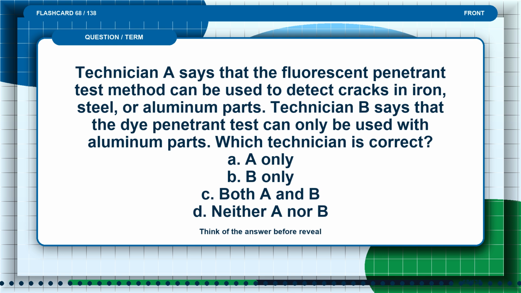Flashcard 68. Technician A says that the fluorescent penetrant test method can be used to detect cracks in iron, steel, or aluminum parts. Technician B says that the dye penetrant test can only be used with aluminum parts. Which technician is correct? A. A only. B. B only. C. Both A and B. D. Neither A nor B. Pause and think of the answer before the reveal.